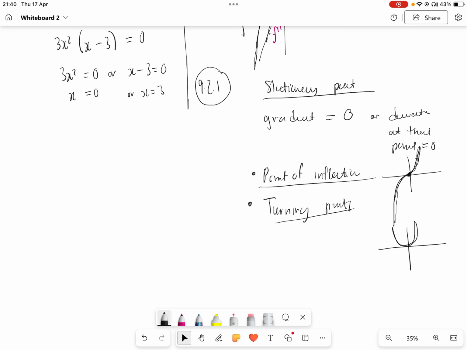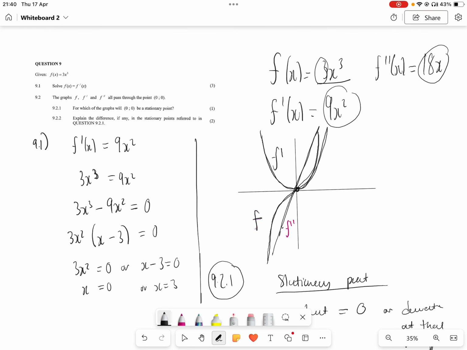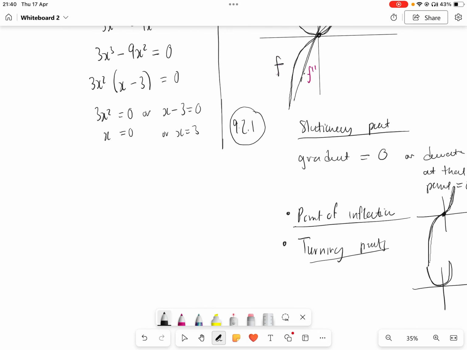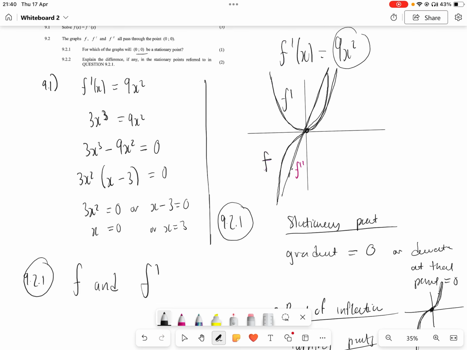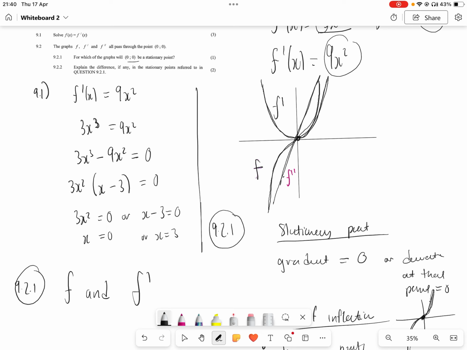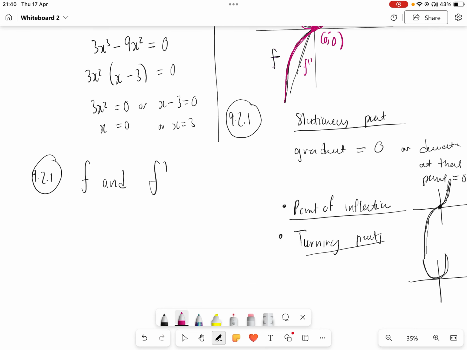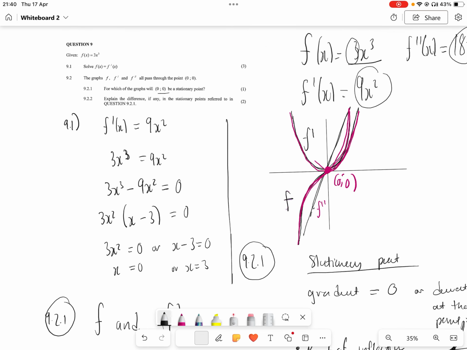So now here they are saying, for which of the graphs will 0, 0 be a stationary point? That means that of those three graphs, it is the graphs f and f prime, because f is this graph, right? This graph has a point of inflection at 0, 0, right? And then we see that f prime here is this graph, and it has a turning point here at 0, 0. So you're going to say f and f prime.